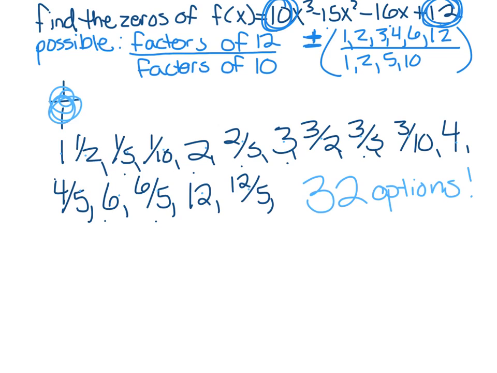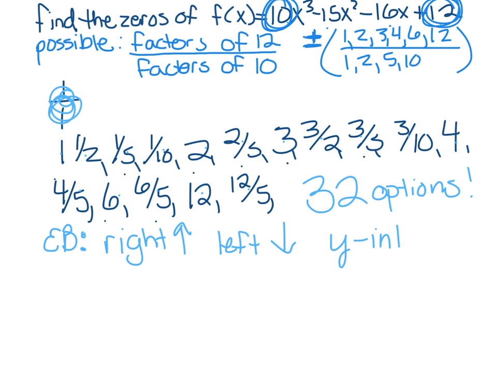So let's graph this sucker by hand, because you're going to have to do that on the test too. We know the end behavior. On the right, it's going up because it starts with a positive 10. And on the left, it's odd power, so odd means opposite. Left is going down. All right? So now we just need to figure out, oh, we know the y-intercept. That's 12.